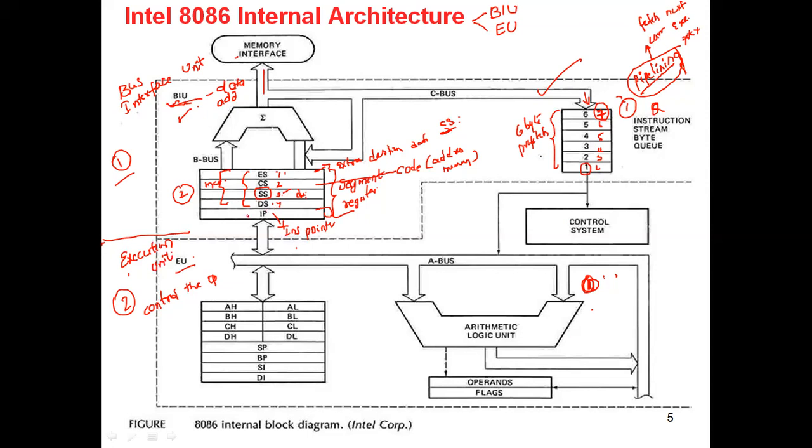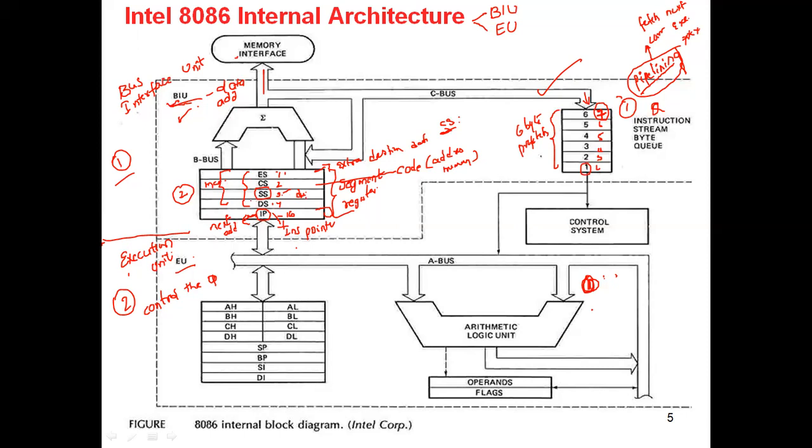And lastly, you have the instruction pointer. This instruction pointer is a 16-bit register which is used to hold the address of the next instruction that is going to be executed. That is the purpose of the instruction pointer. It points to, or stores, the address of the next instruction.